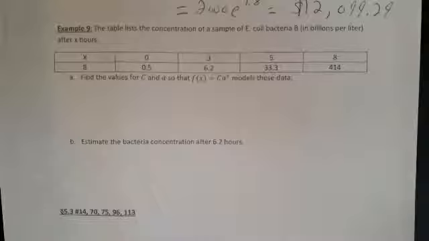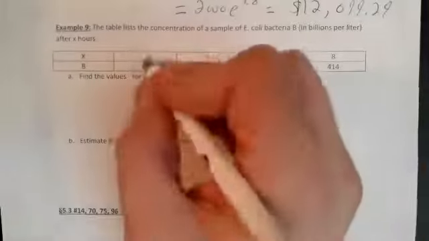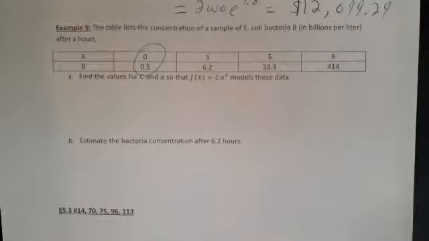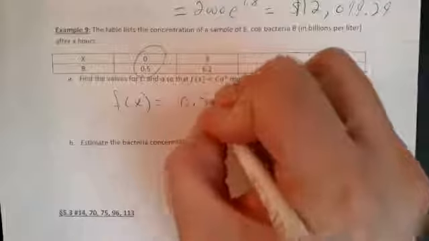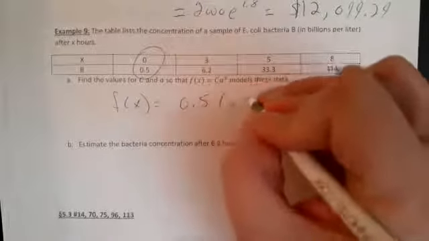So the table lists the concentration of a sample of E. coli bacteria in billions per liter after X hours. Find the values of C and A so that it models this, and then estimate the bacteria concentration after 2 hours. So if we want to figure out our C, right there. Now we just need to figure out what our A is going to be.